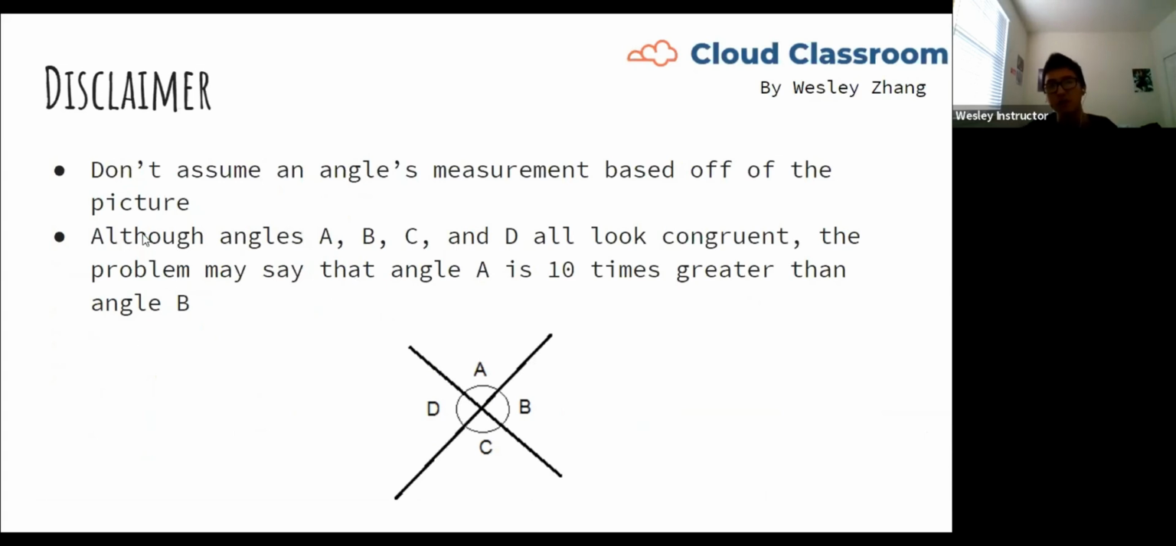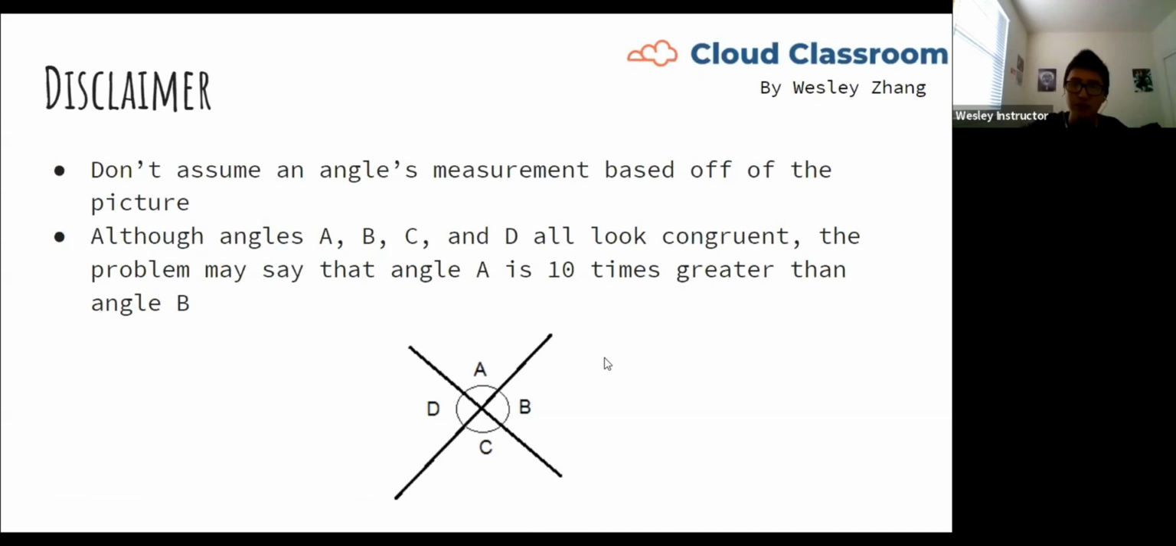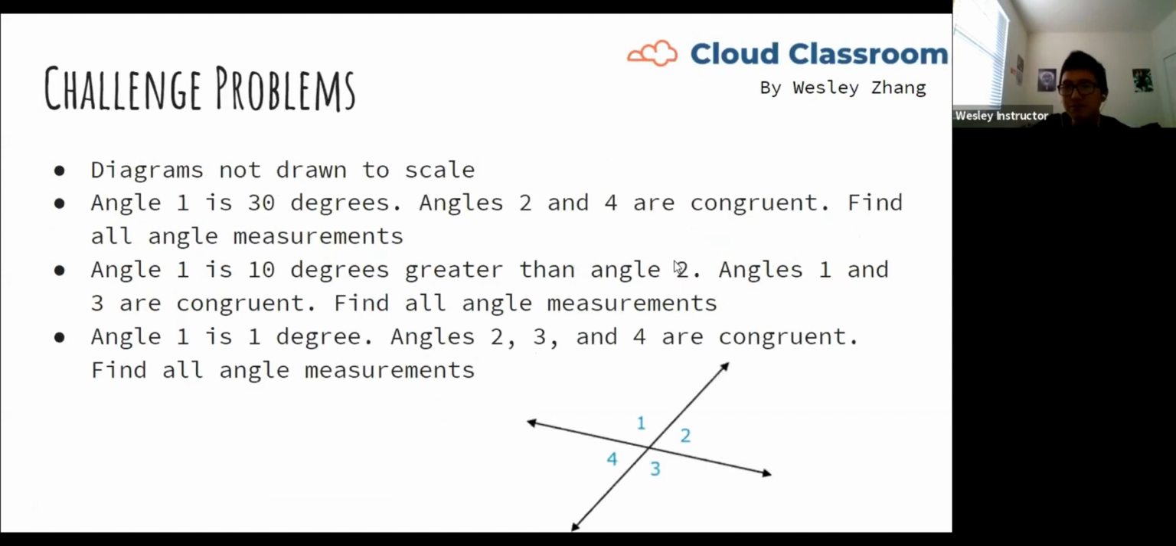Here's an example. Although angles A, B, C, and D all look congruent, the problem may say that angle A is 10 times greater than angle B. So it can go out of scale. Some problems may have terrible pictures. It might say a smaller angle is greater than a bigger angle, but you have to get your information from the problem itself, from the words, and not the picture. But you guys know that already.